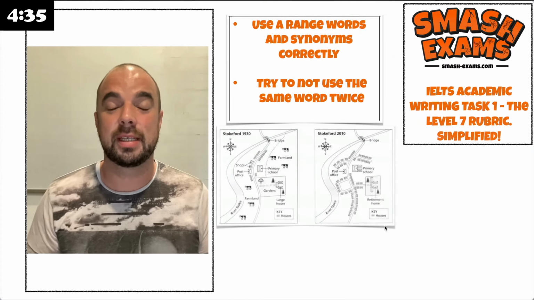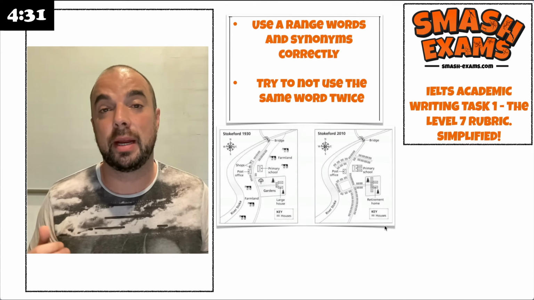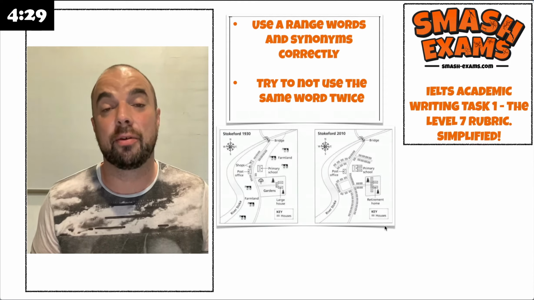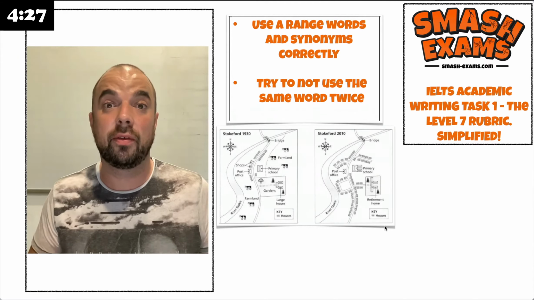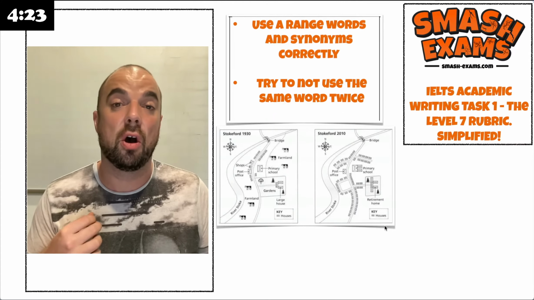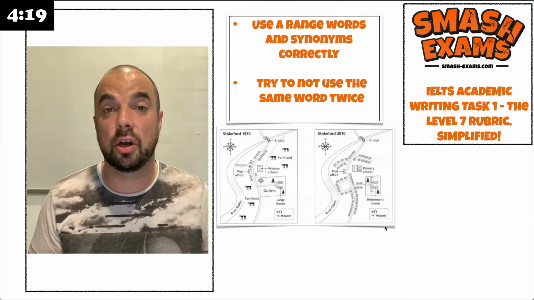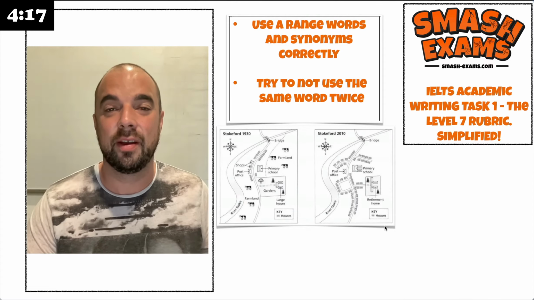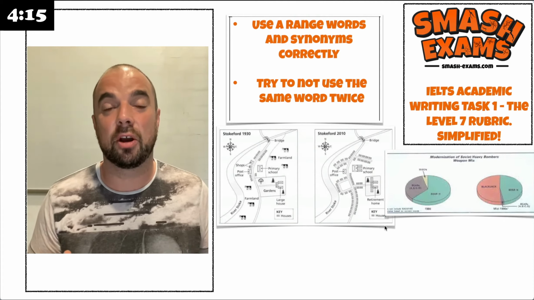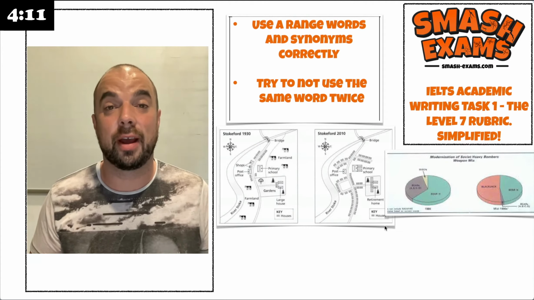For example, if you're going to have to compare a map, you're probably going to have to talk about something being built or being taken down. So use built once, and then you can use developed in the next sentence. Or if it's been taken down, you can use it once and then use demolished or removed in the next sentence. For things like pie charts, you can talk about percentages, then you can say around 1/3 or around 1/2.